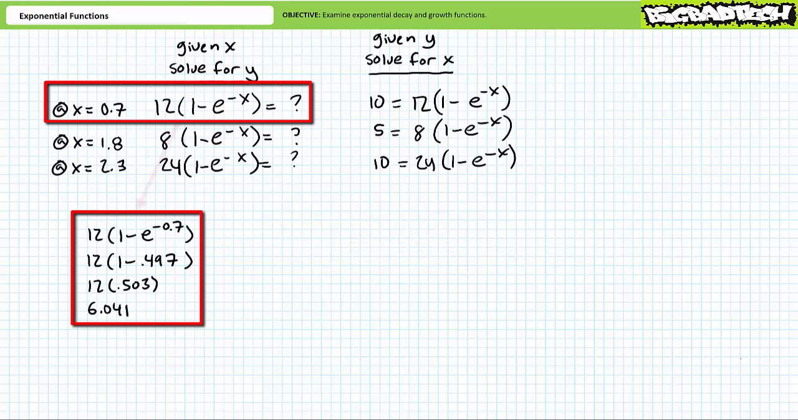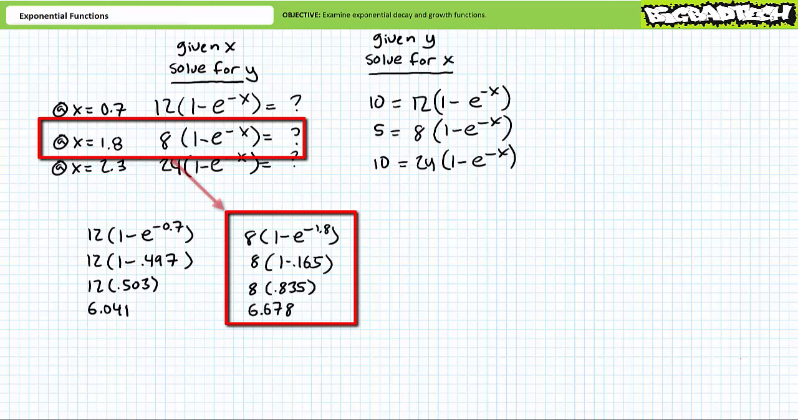When x equals 0.7, the function 12 times 1 minus e to the negative x yields a value of approximately 6.041. At x equals 1.8, the function 8 times 1 minus e to the negative x yields a value of approximately 6.678.